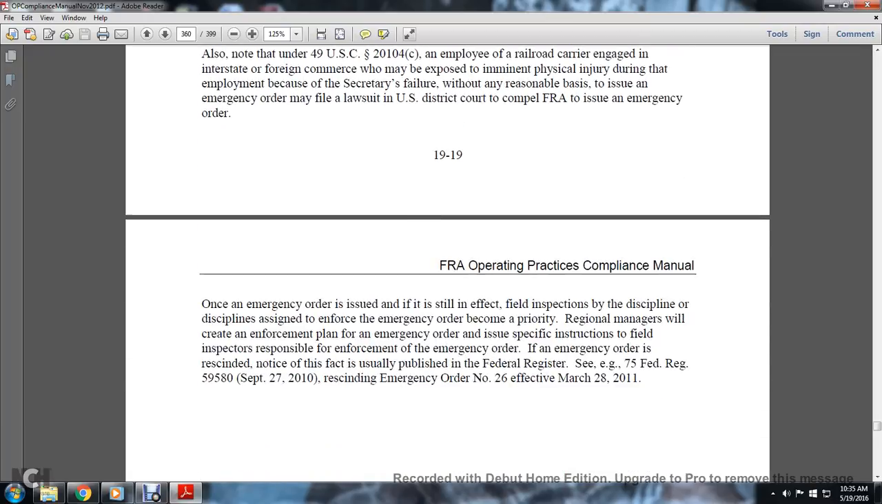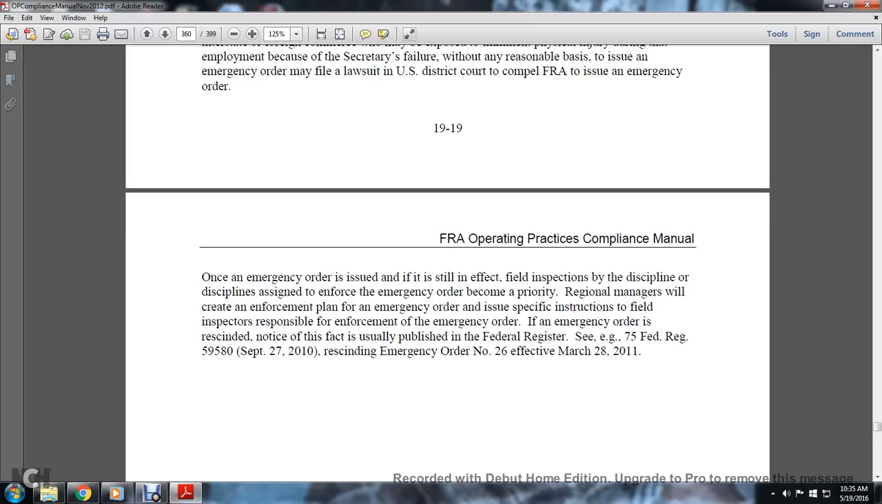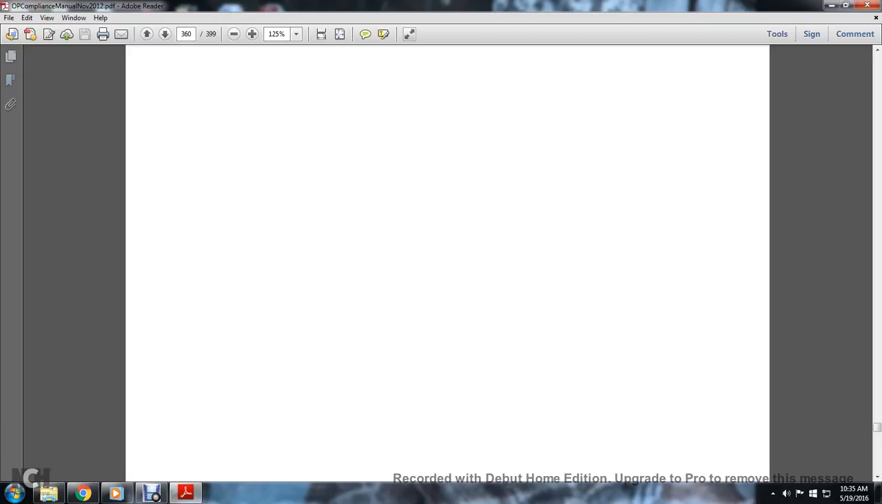Once an emergency order is issued, it is still in effect in field inspections by the discipline. The discipline is assigned to enforce the emergency order, which becomes a priority. The regional managers will create an enforcement plan in the emergency order to issue specific instructions to the field inspectors regarding responsibility for enforcement of the emergency order. If an emergency order is rescinded, notice of that fact is usually published in the Federal Register, see Federal Register 59580, September 27, 2010, rescinding Emergency Order Number 26, effective March 28, 2011. And that concludes chapter 19.